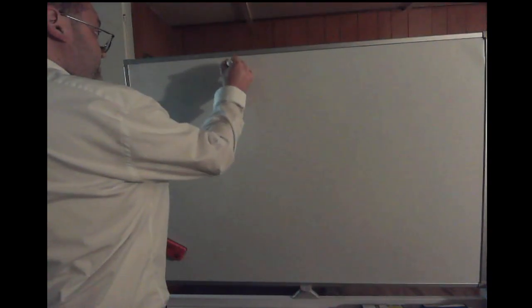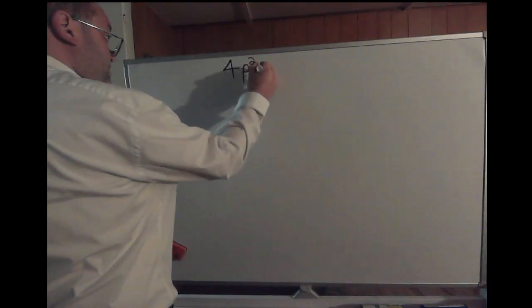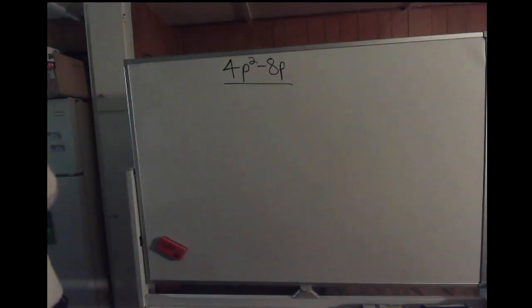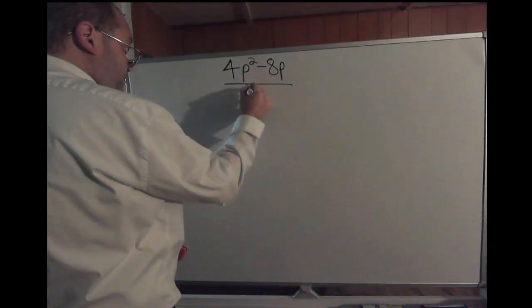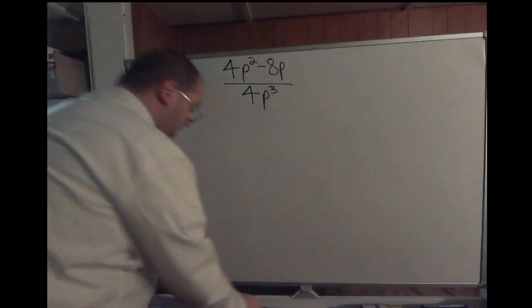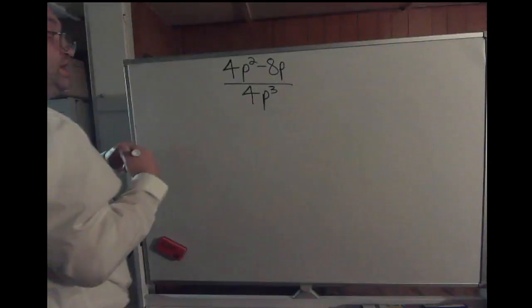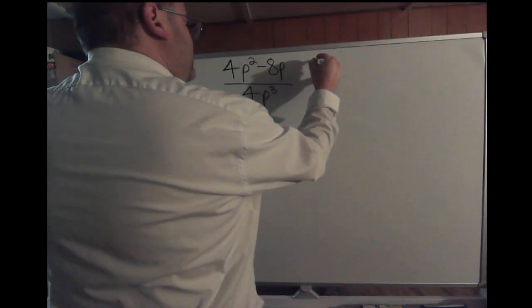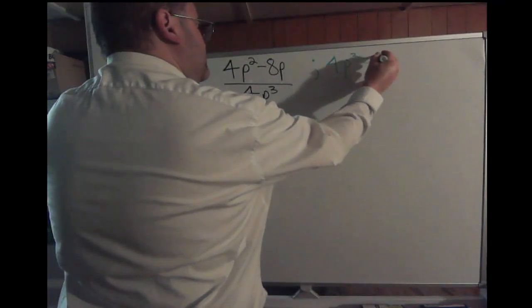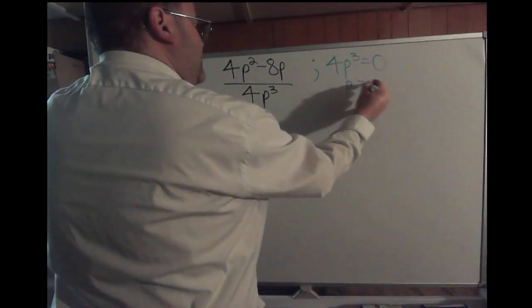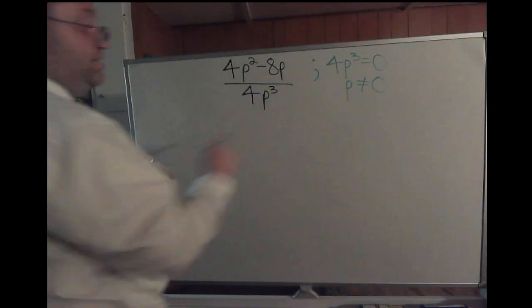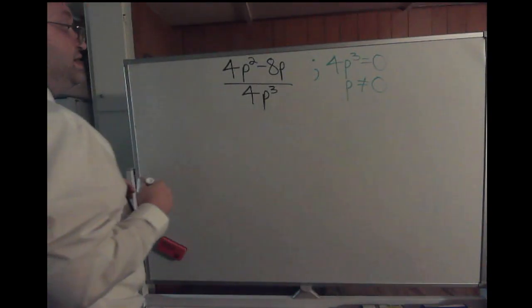Alright, let's see. We have 4p squared minus 8p all over 4p to the third. Alright, well first let's look for a restriction on this. Take your denominator of 4p to the third, set that equal to 0. Well, p just can't equal 0. If p equals 0, you get a denominator of 0, which makes the expression undefined.